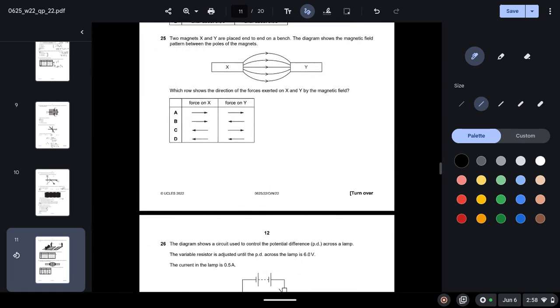Two magnets X and Y are placed end to end on a bench. The diagram shows a magnetic field pattern between the poles of the magnets. Which row shows the direction of the forces exerted on X and Y by the magnetic field?